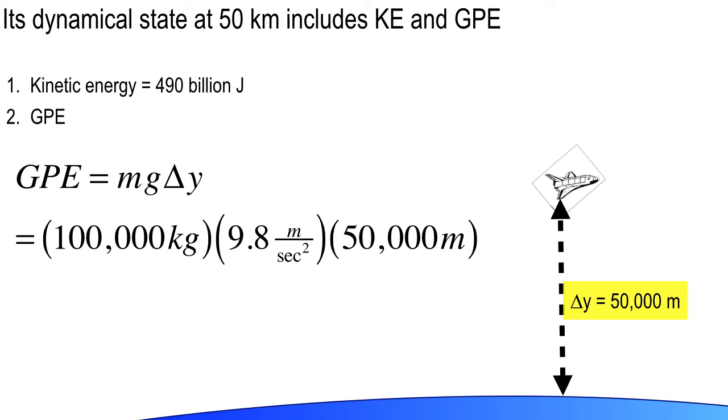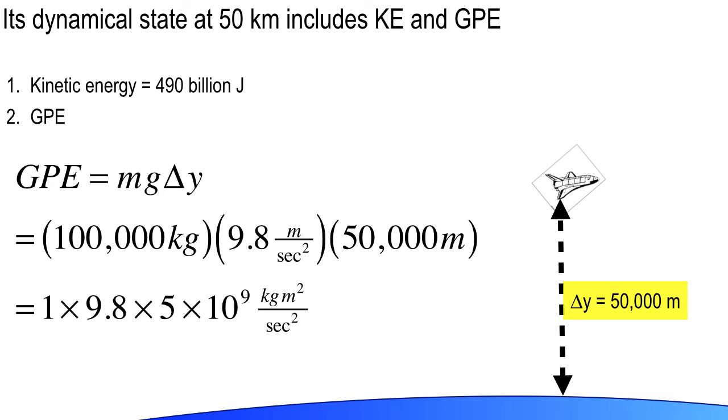So that, you know, this is the amount of work it takes to get up to this altitude. Think of it that way. 9.8 meters per second squared. That's pretty close to what they have at that altitude. And then the altitude itself, 50,000 meters. And when you do that all out, you can get a 10 to the 9 out of this one too. So this is in the billions of joules.